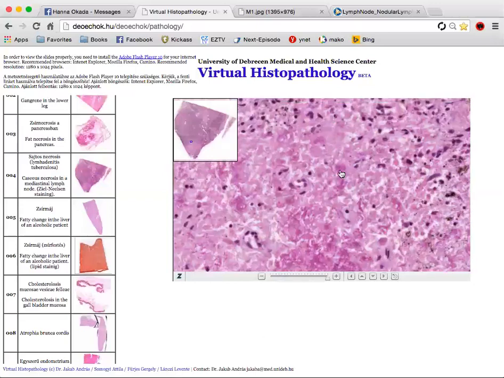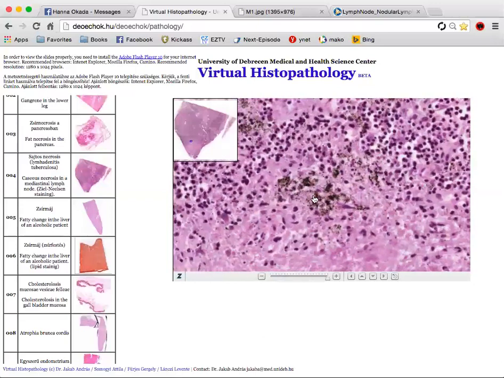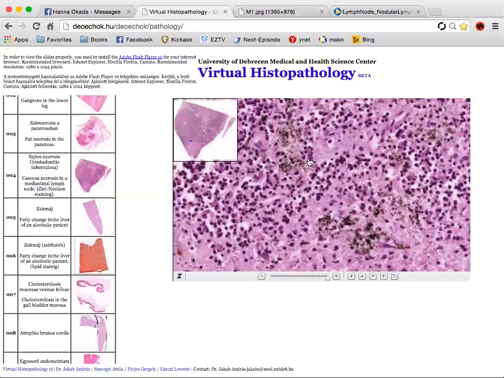Okay. And just another thing I have to tell you is, you see this pigment? This is all coal dust, just like in the lungs.